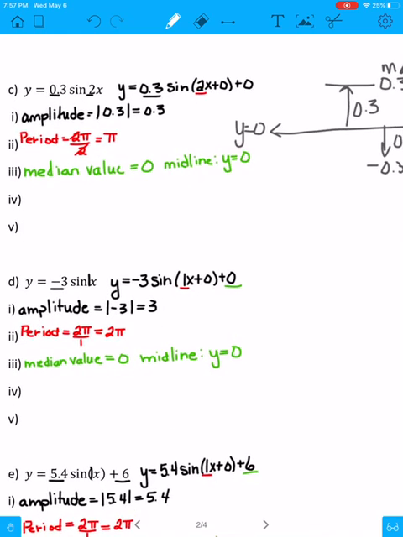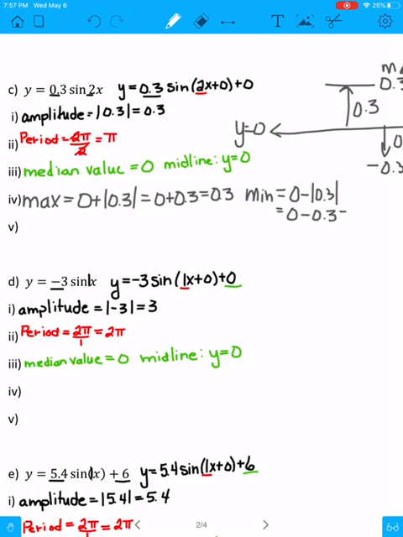Or we can use our formulas. Maximum equals D, which is 0, plus the absolute value of A, which is the absolute value of 0.3. So I get 0 plus 0.3, which is 0.3. Our minimum equals D minus the absolute value of A, which equals 0 minus 0.3, which equals -0.3. So our range is going to be y such that -0.3 is less than or equal to y is less than or equal to 0.3, y, e, r.